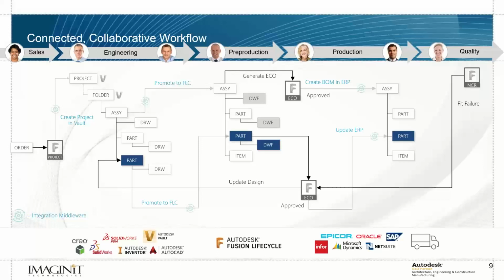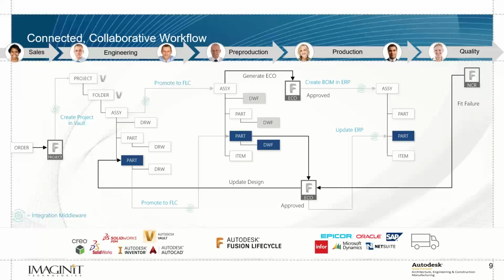So what I want to do is talk about some use cases of how we're going to do this. And what we're going to do is use a middleware to connect Vault and Fusion Lifecycle. So if you take one thing away from this, even if you buy Vault PLM, you're getting two different products, and we're going to use a middleware to connect those two different products. And that's really a key to how this works. There's a lot of things that we can connect.